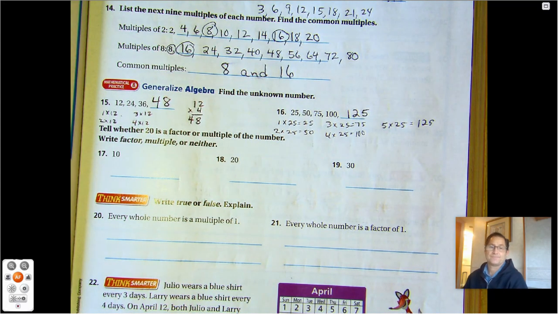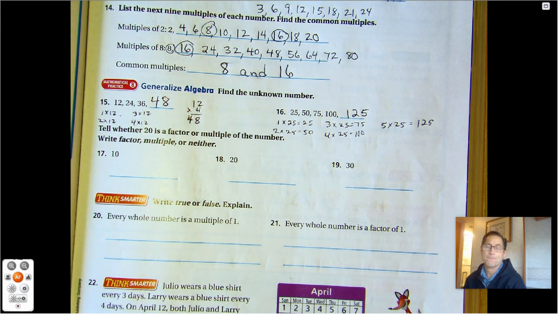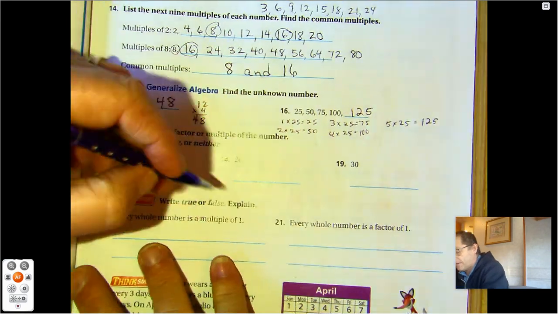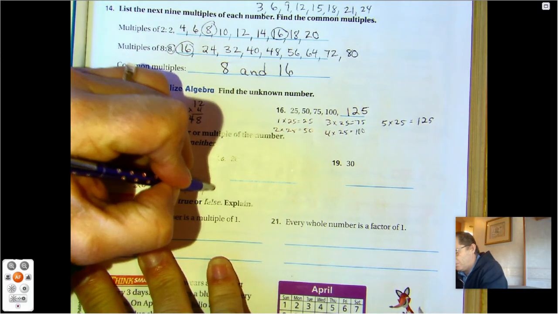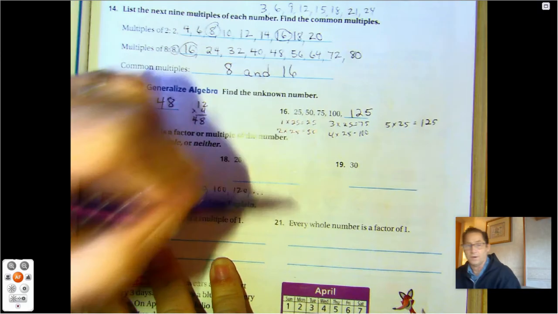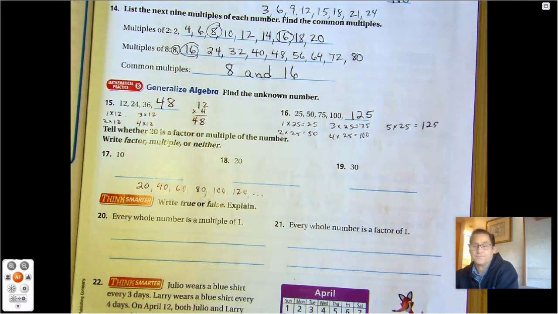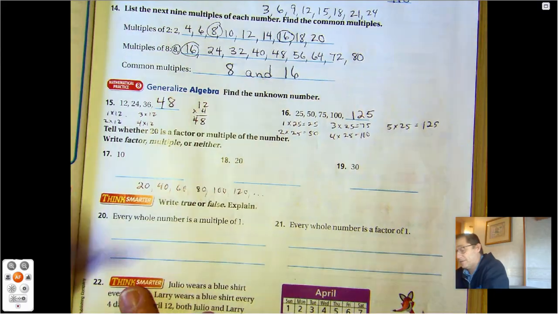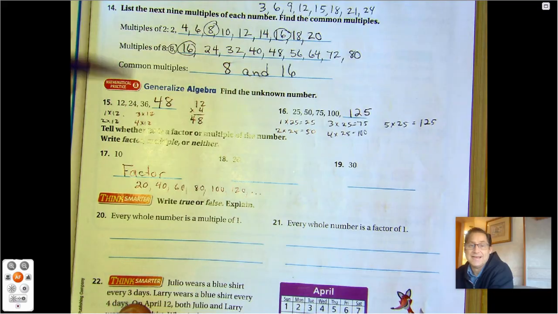Tell whether 20 is a factor or a multiple of the number. Right, factor, multiple, or neither. Okay, well, if we were talking about multiples of 20, we would go 20, 40, 60, 80, 100, 120, and so on, right? So there's no way 10 can be a multiple of 20. Is it a factor of 20? It is, right? Because 10 times 2 is 20. So 10 is a factor of 20 because 20 is divisible by 10.